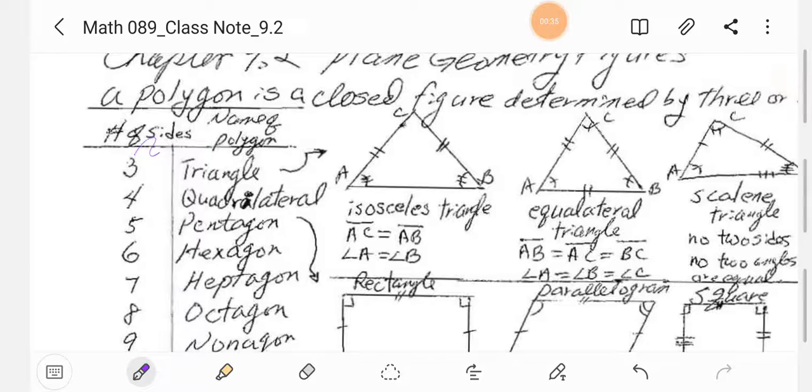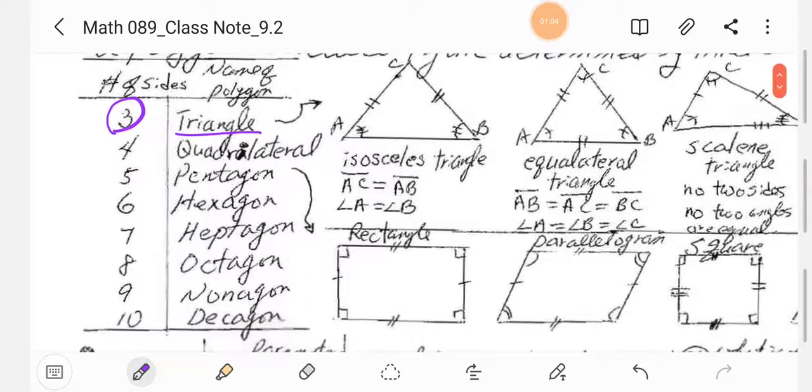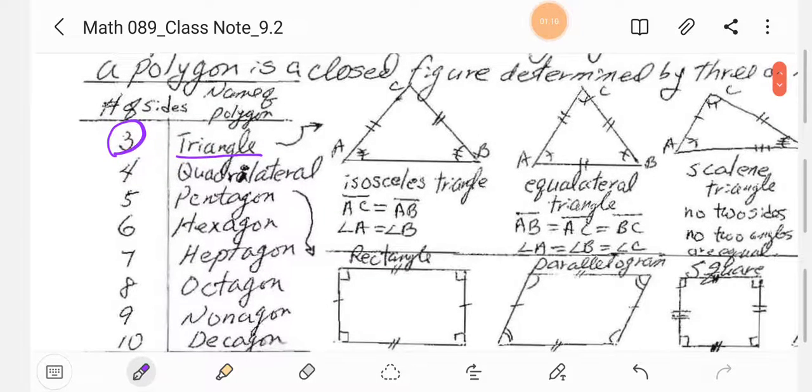If there are three sides, then we call it, of course, a triangle, right? And if there are four sides, then we call it a quadrilateral. A quadrilateral can be a rectangle or square, or any other four-sided figure. Five sides is a pentagon, six sides a hexagon, seven sides a heptagon, then octagon, nonagon, and decagon. So keep in mind that there are names for these closed figures depending on the number of sides.